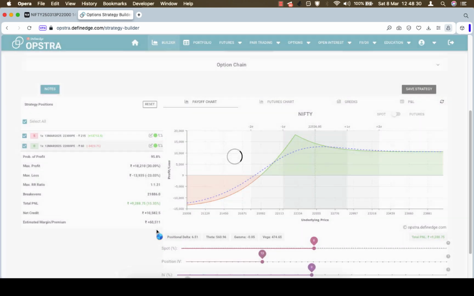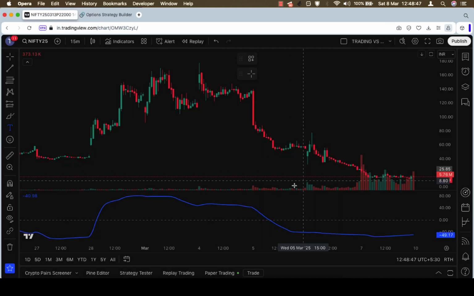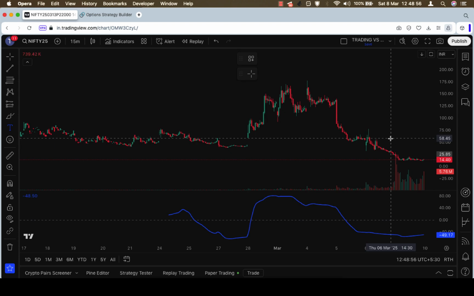See, at that time the estimated margin for the premium was 55,000. It can vary sometimes, and the probability of profit right now is 85%. So far, we are making a profit of 16%. This trade I do every week. Out of 8 weeks, I made a profit in almost 6 weeks, in 2 weeks some clusters formed, and in 2 more weeks I needed to do a little bit of adjustment. The adjustment part is very easy; you already know how to do the adjustment.